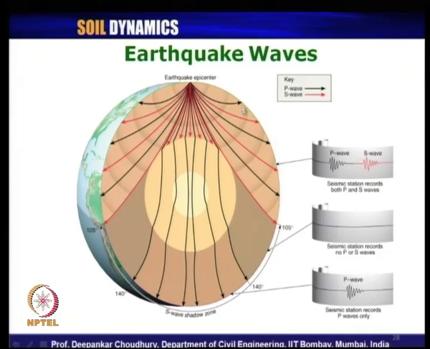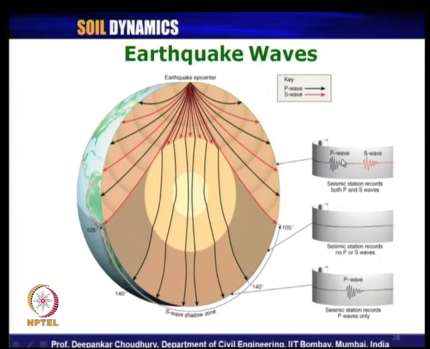What does it mean? If we have seismograms located at these locations of the earth, their seismic stations will record both P wave as well as S wave, because both waves are coming to those locations, right.